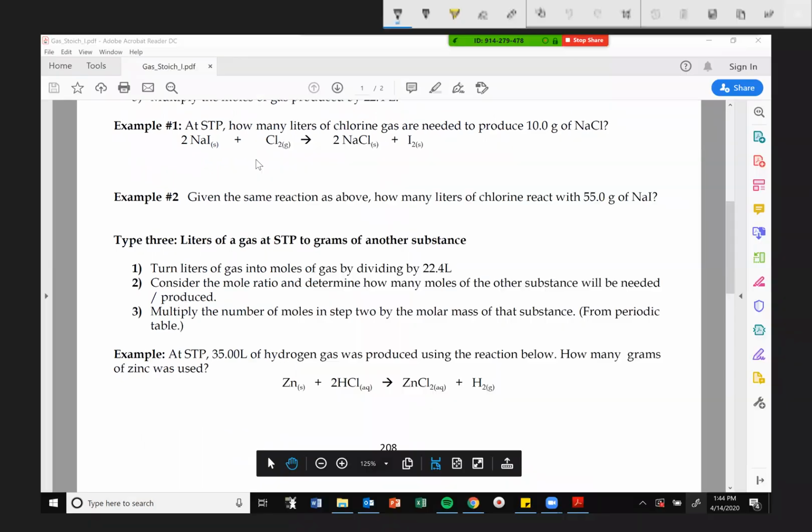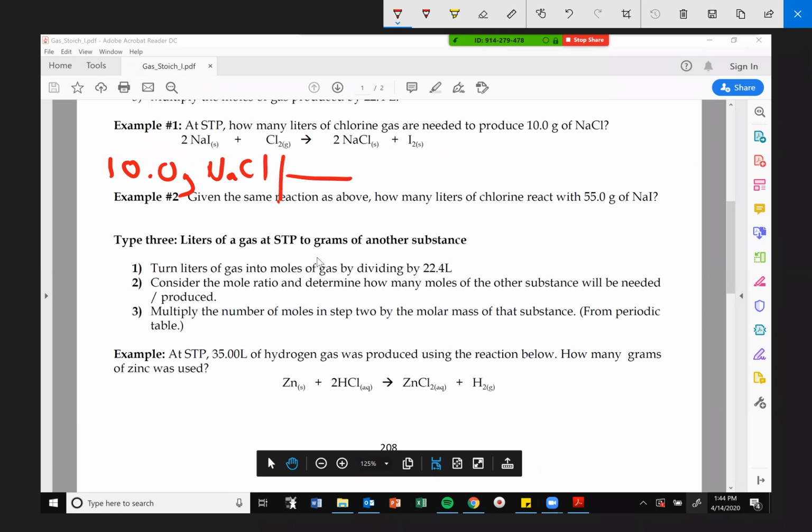Okay, let's see here. Screen sketch. So we're going to start with 10.0 grams of NaCl, and then we need to go backwards to see how much chlorine gas is needed. So we're going to convert from grams to moles. And we know, and you guys can help me by looking this up while I'm doing this, I have a computer here, but if you know it, let me know.